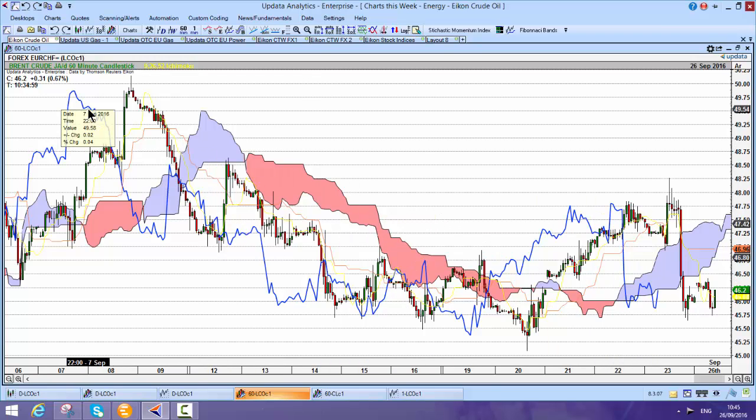If we look at the 60-minute chart, we had a little bit of respite for a couple of days, but this is what we see now in the downtrend. Big moves down, small moves up, big moves down again, another big move down this morning.